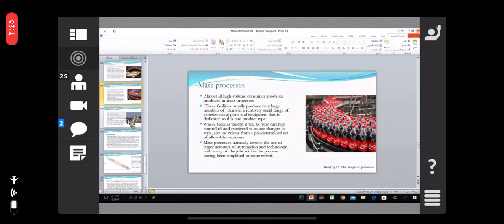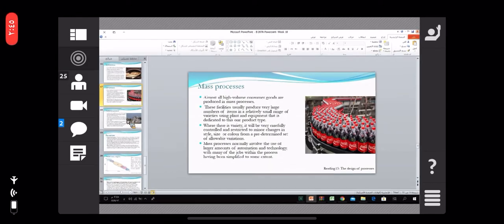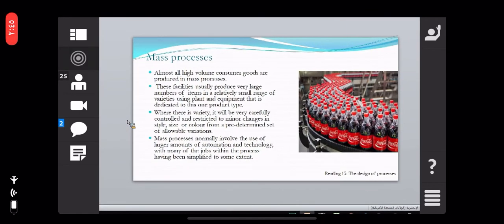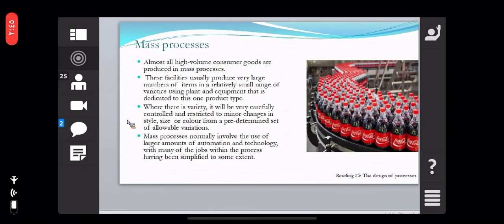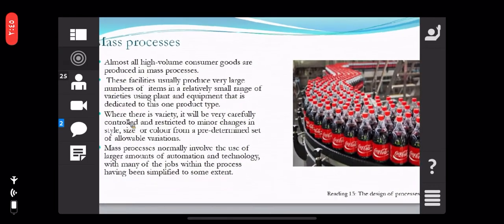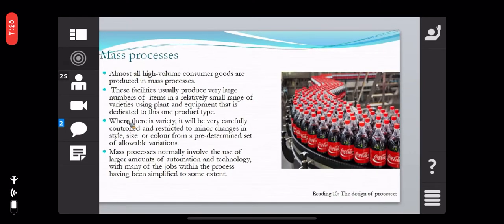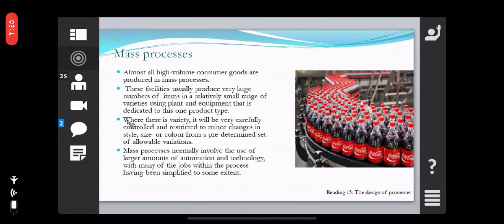The mass process usually deals with high-volume consumer goods. It means you produce in the millions, with thousands. Bottles of water or soda, whatever it is. Usually these companies produce per million. They have something they call mass production or mass process.